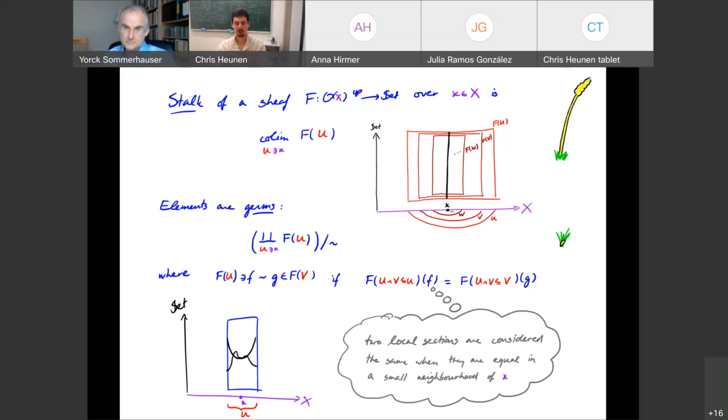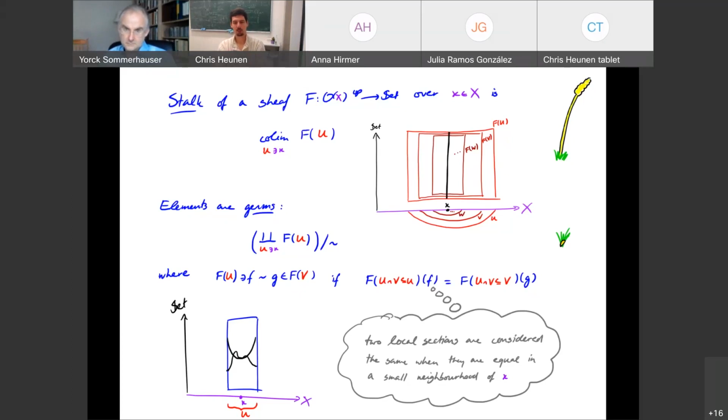And again, because we're in sets, we know exactly how to compute this colimit. It's just a quotient of a coproduct. So we can say that the elements of such a stalk, they're called germs typically. And they look like this. It's a coproduct. They're represented by a local section over some open neighborhood U of the point. But I'm going to identify two such local sections when the following happens.